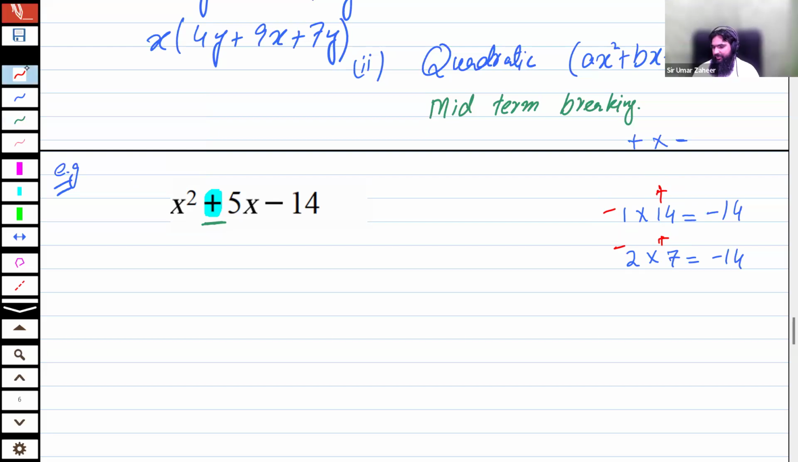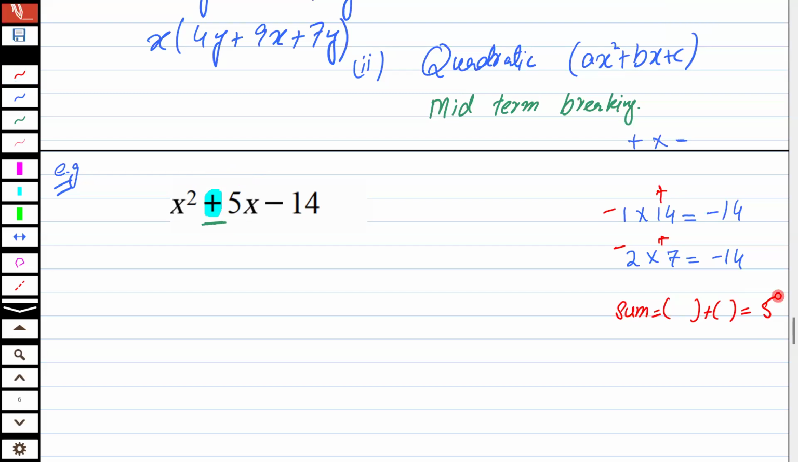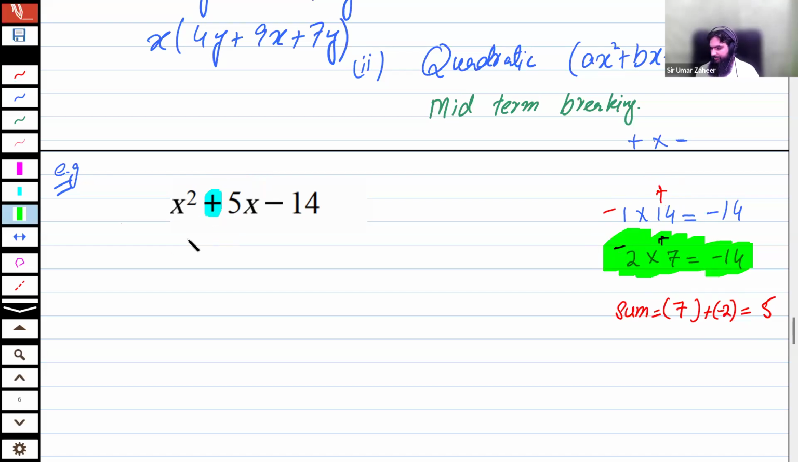Now we have to check which are the two values. You will add them, you will get the midterm. Which are the two values? You will add them. The answer will be 5. Anyone? Which is the suitable pair? 7 and minus 2. Yes. Because if you take 14 minus 1, it will be 13. That is not required. So we'll do plus 7 minus 2, it will be 5. So this is my suitable pair.